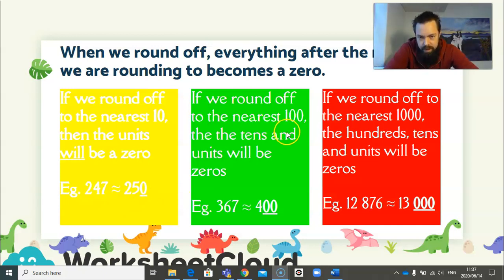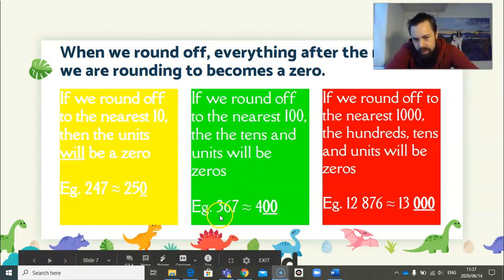When we round off to the nearest 100, the tens and the units will be 0. So when we're looking at hundreds, when we come to the answer, everything after the hundreds column is going to be a 0. So in this case, it's 0 and 0. Whatever our answer is, we know that the last two are going to be 0.